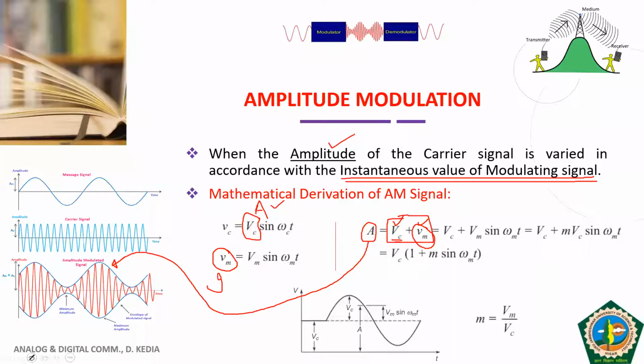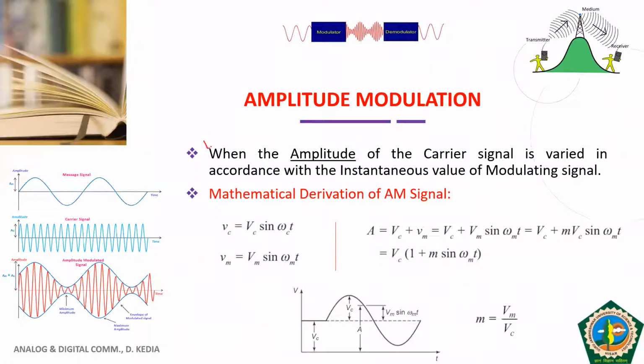So let us see now. After this definition, I'm superimposing amplitude with the instantaneous value. Vc is a constant. What is vm? We substitute the value of vm from here to here. So small vm is nothing but capital Vm sine omega m t. So we get Vc plus capital Vm sine omega m t. Then we take a term m equal to Vm by Vc.